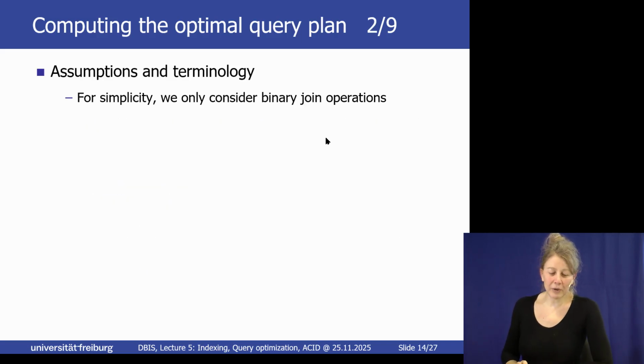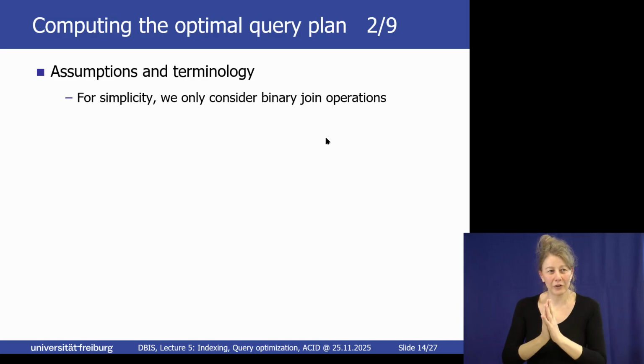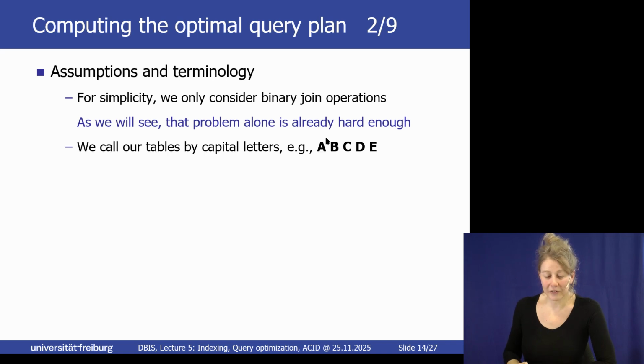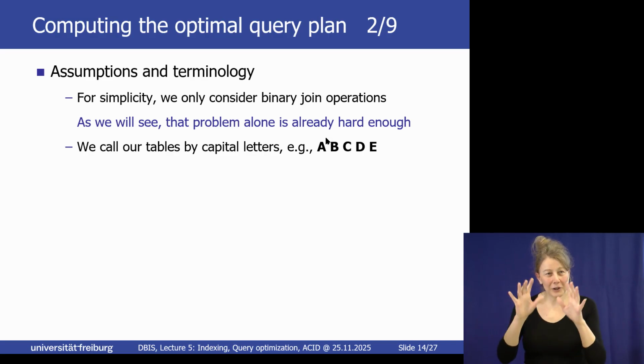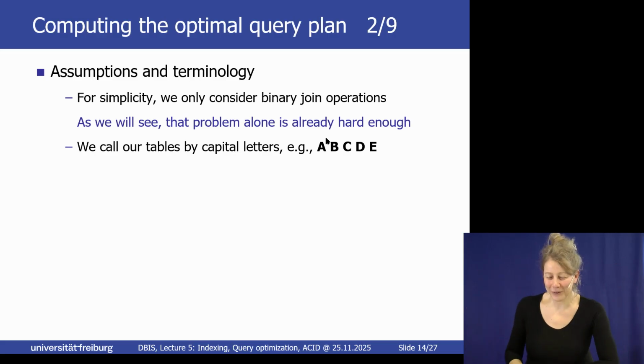Here, just a little bit of terminology and assumptions. There's group by, select, project, limit, order by, what not. We only consider joins. That's already interesting. That's the hard part. I have 5 joins. I can do them in a lot of different orders. That's hard enough, and it's actually the hardest problem of this whole find-the-best-query-plan thing. We'll just call our tables by capital letters, A, B, C, D, E, because we will draw join trees and we don't want movies, awards, person, it becomes too long.